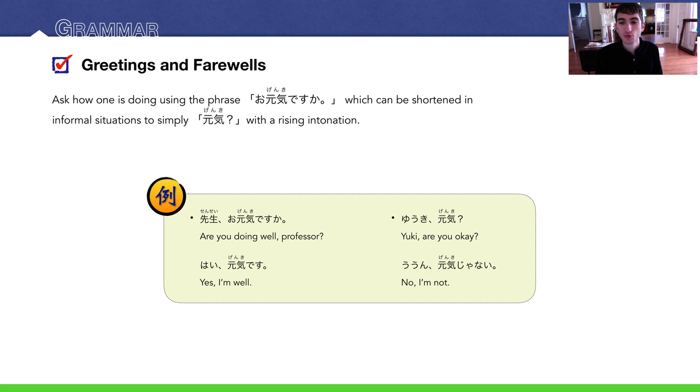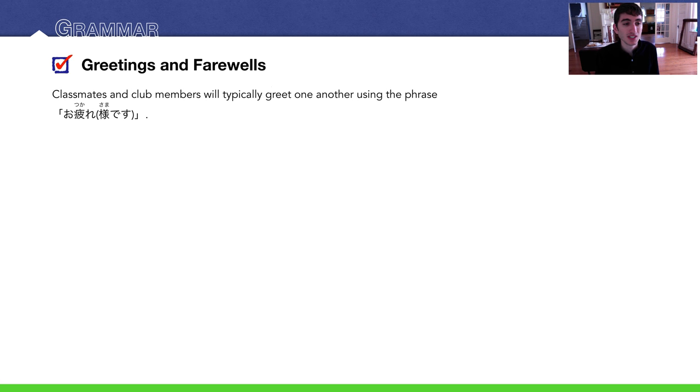This next example is more informal. Yuki, genki? You're asking Yuki if he's well. And if he's not, he could say, genki janai. Maybe he had a breakup or something like that. I don't know. He's not well. And then finally, the last phrase, I think this is the last phrase. Oh no, we have a few more.